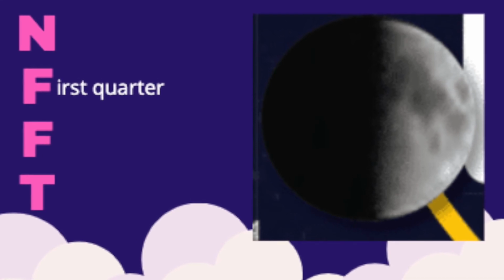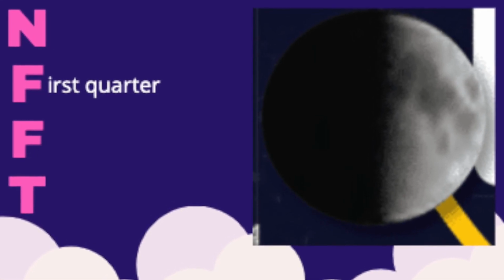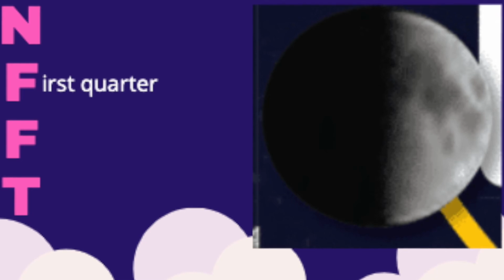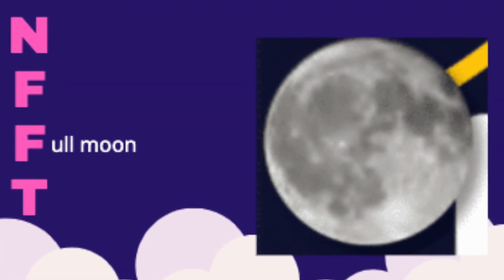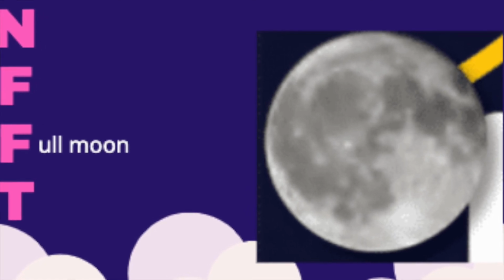A first quarter moon looks like a half circle and is lit on the right side. Next we have a full moon. We see all of the moon's lit side during a full moon.